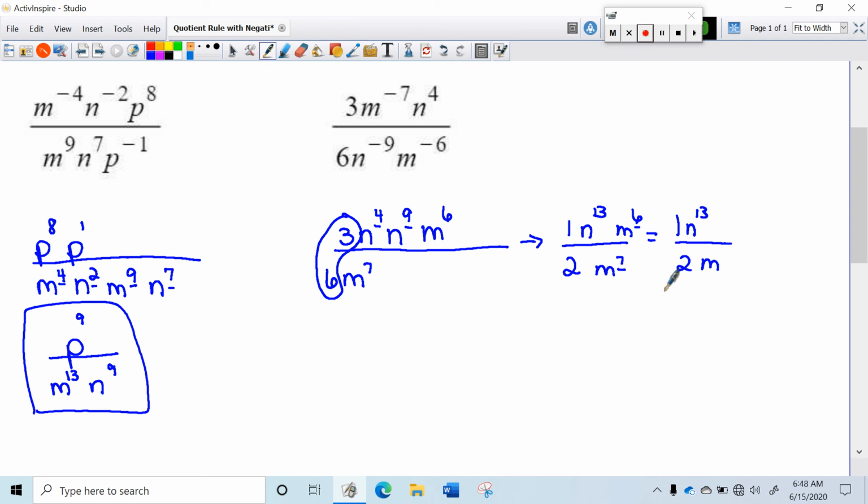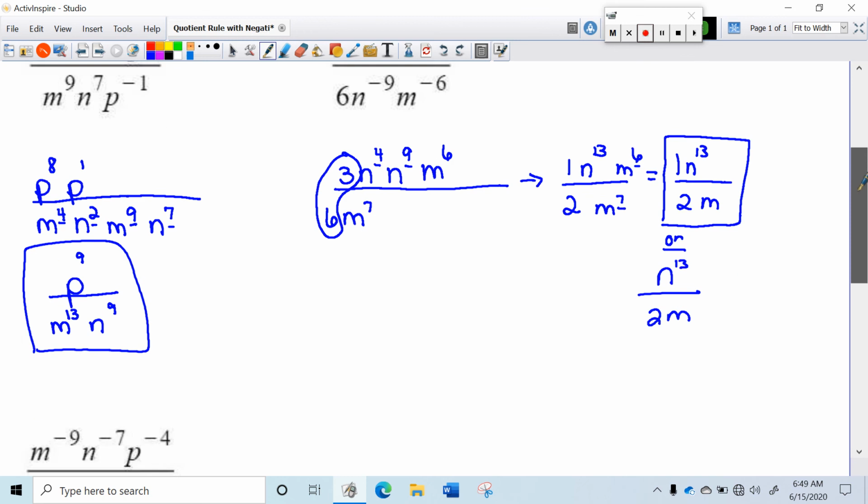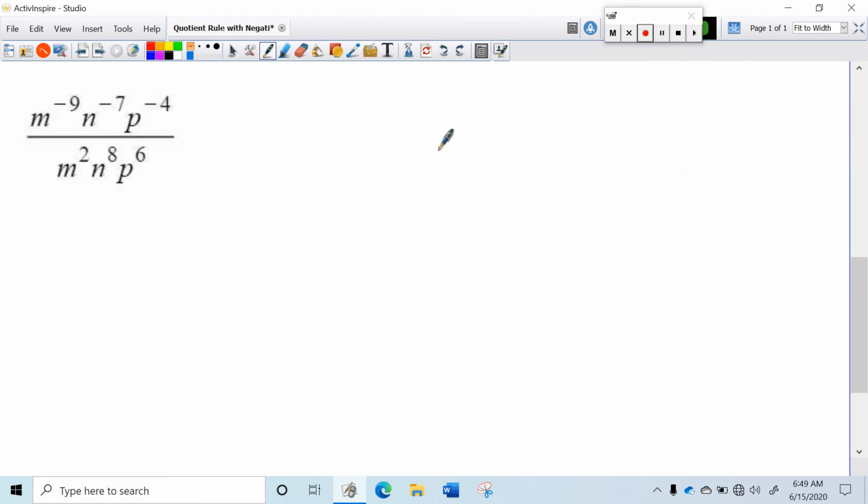If the exponent is a 1, you don't need it, because it's already 1m. And technically you don't need the 1 in front of the n to the 13th, so you can write it like this. N to the 13th over 2m. Either way. Okay, the next one.